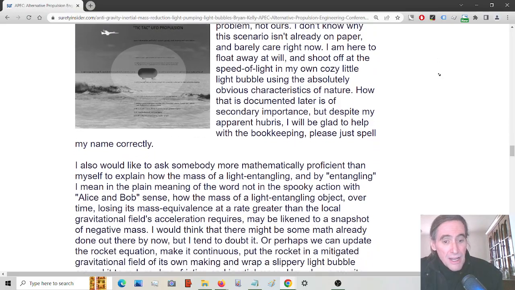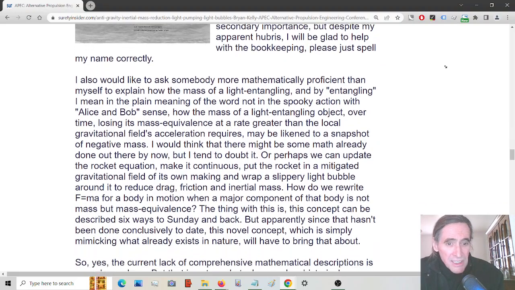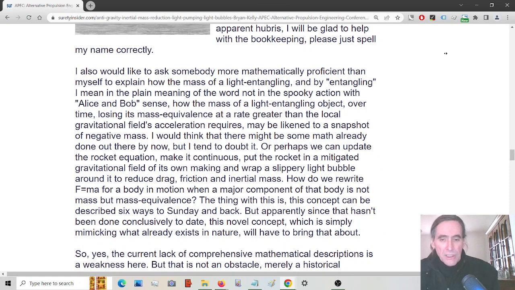I would also like to ask somebody more mathematically proficient than myself to explain how the mass of a light entangling, and by entangling I mean in the plain meaning of the word, not the spooky action with Alice and Bob sense, object over time losing its mass equivalence at a rate greater than the local gravitational field's acceleration requires may be likened to a snapshot of negative mass. I would think there might be some math already done out there by now, but I tend to doubt it.